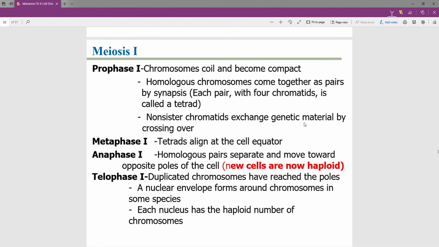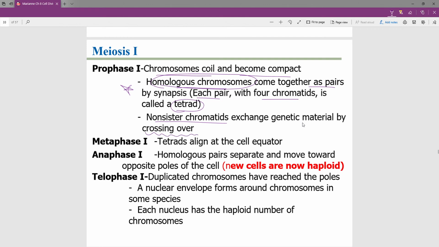So meiosis 1, we have prophase. Much like prophase in any other part of cell division, we have chromosomes coiling and then they are visible. We have the homologous chromosomes coming together as pairs. That was something that was a little different than mitosis, in that in mitosis, they line up singly. So each pair has 4 chromatids, is called a tetrad. So these are somewhat interchangeable: homologous chromosomes, homologous pairs, or a tetrad. Non-sister chromatids can exchange genetic information by crossing over. We're going to come back to that.